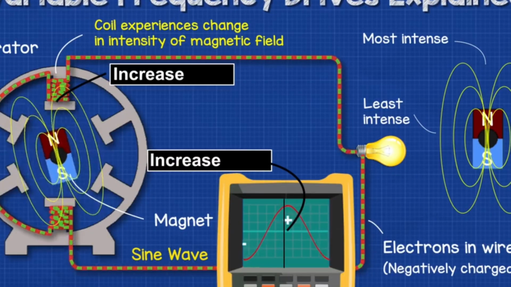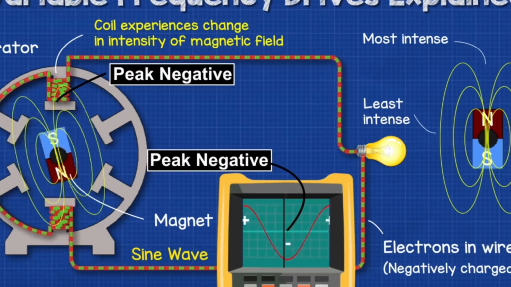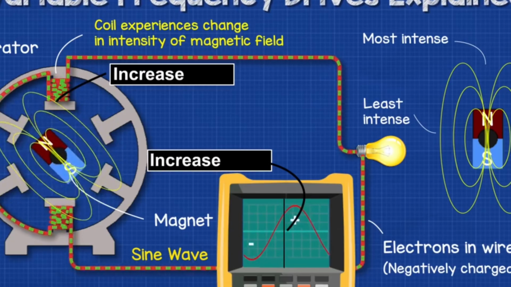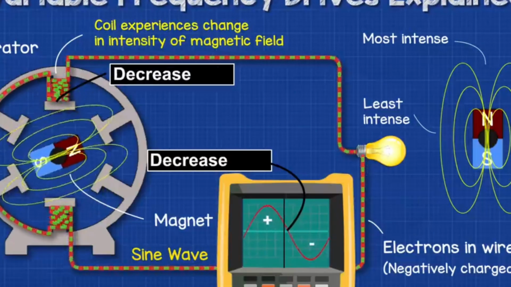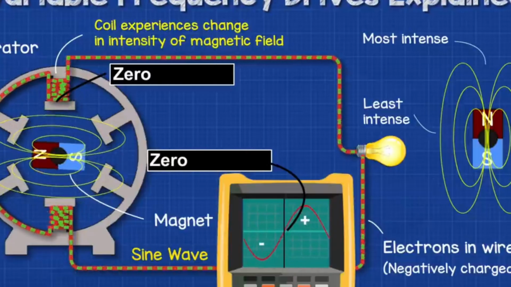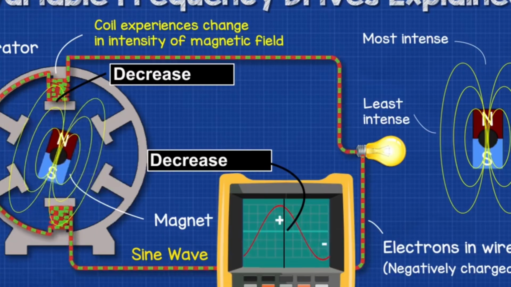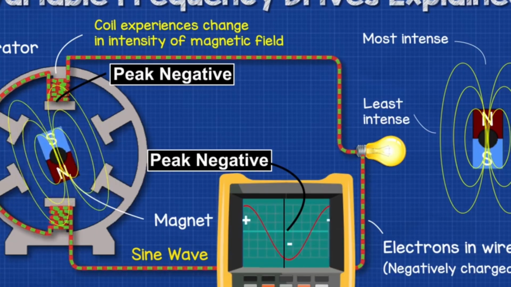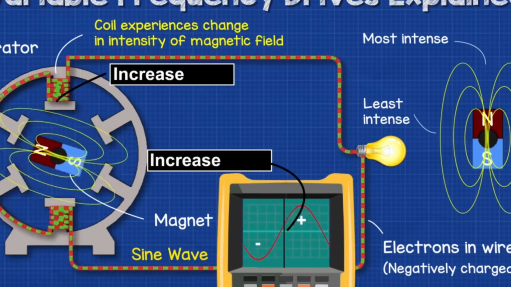Each full rotation of the magnet will therefore produce this wave pattern known as a sine wave. The voltage is not constant in this type of electricity. Instead, it repeatedly moves from 0 up to its peak, then back to 0, then through the negative peak and finally back to 0 again.